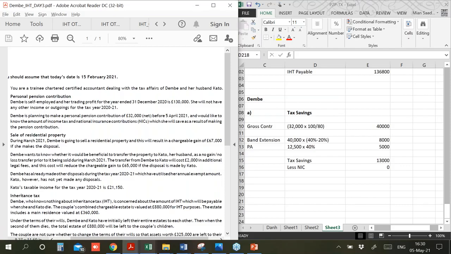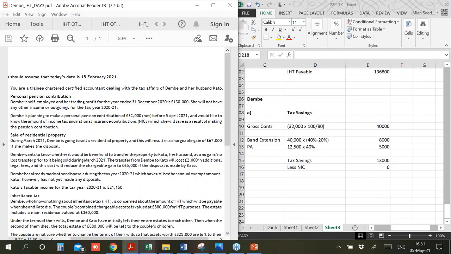Second is sale of residential property. During March 2021, Dembe is going to sell residential property and this will result in a chargeable gain of 67,000. So they told me the gain directly. I do not have to calculate the gain myself. Dembe wants to know whether it would be beneficial to transfer the property to Kato, her husband, as a no gain, no loss transfer prior to it being sold during March 21.